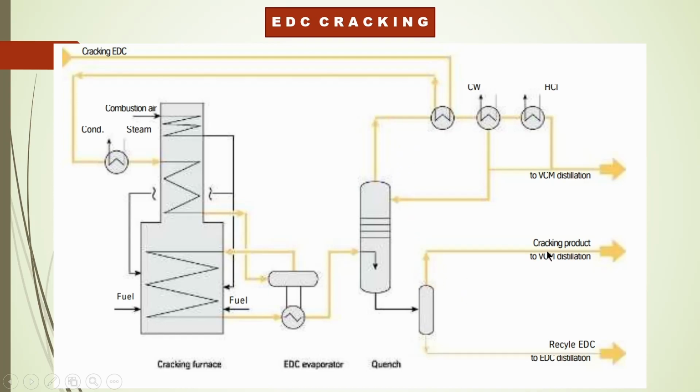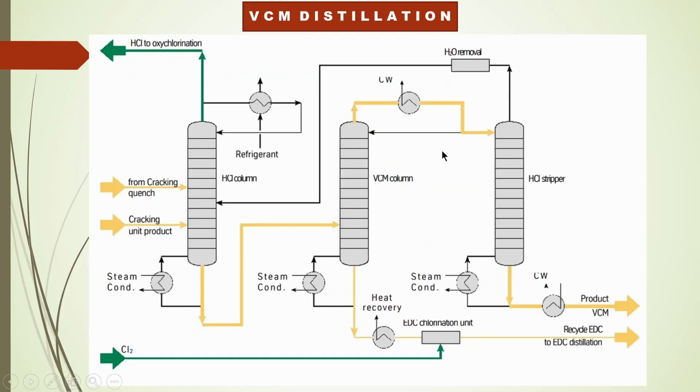Now here is our VCM distillation unit. Here we have used three columns for the VCM purification. From the first column we separate out the HCl, which is a byproduct formed in the cracking process, which we have seen in the previous slide.